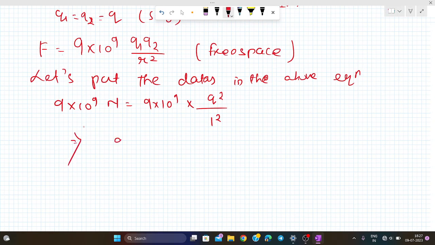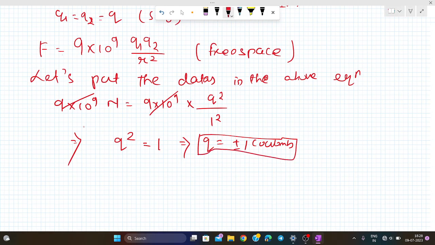So what it implies, Q square, 9 into 10 to the power 9 cancel out. It will be left with 1. Q square is equal to 1. That implies Q is equal to plus minus 1 coulomb. Hope you understood how we derive the charge unit.